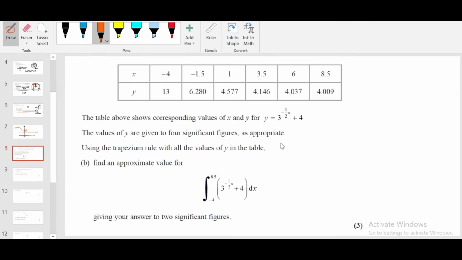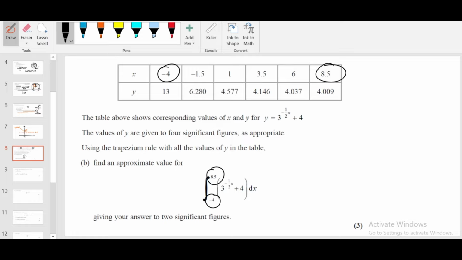The next part of the question. The table above shows the corresponding values of x and y for a different function, 3 to the power minus half x plus 4. They want you to use the trapezium rule to find the approximate value of the integral from minus 4 to 8.5. You can't just blindly apply the trapezium rule. You always need to pay attention to all the detailed facts given. Minus 4 to 8.5 is this.